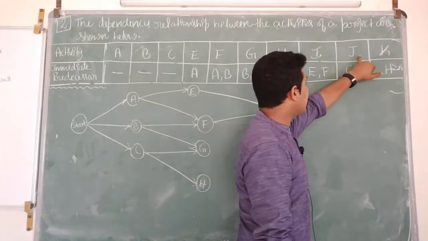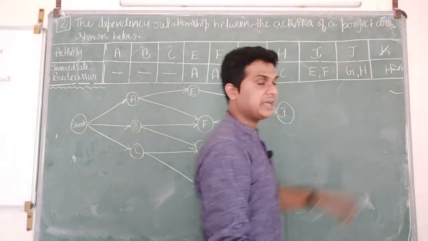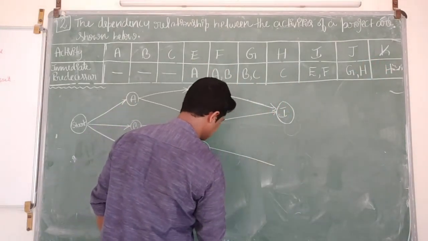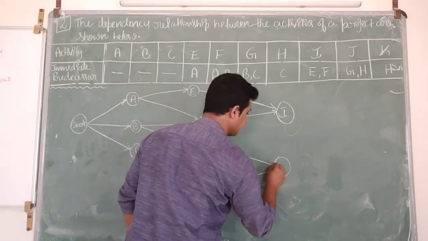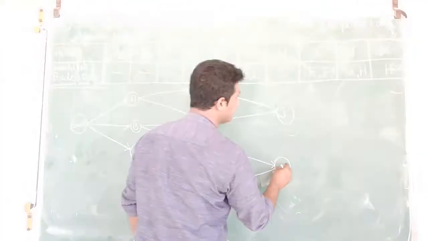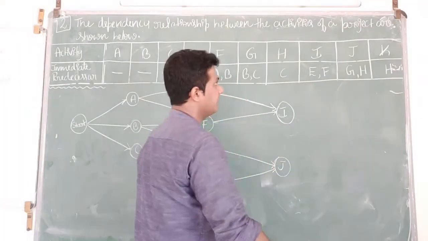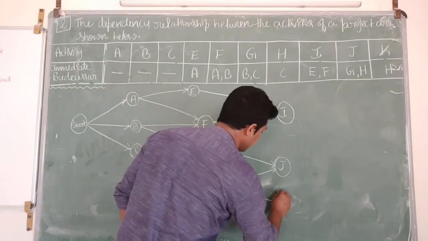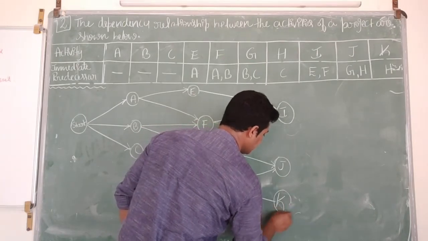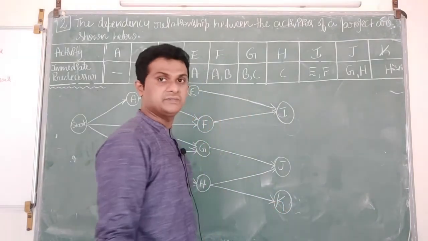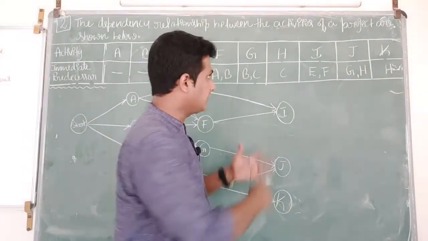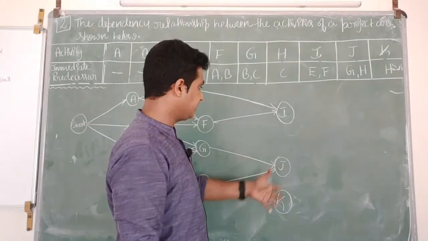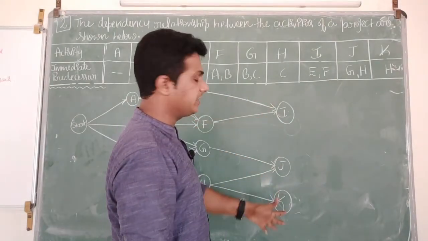Next activity is activity J. Activity J will start after the completion of G and H, and activity K will start after the completion of activity H. So now we have completed all the activities. We have demonstrated all the activities on the network diagram.